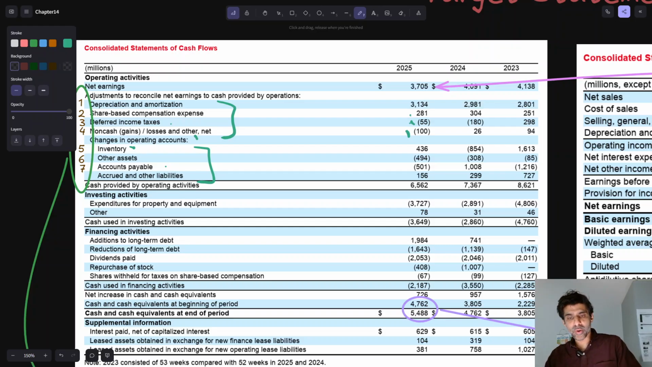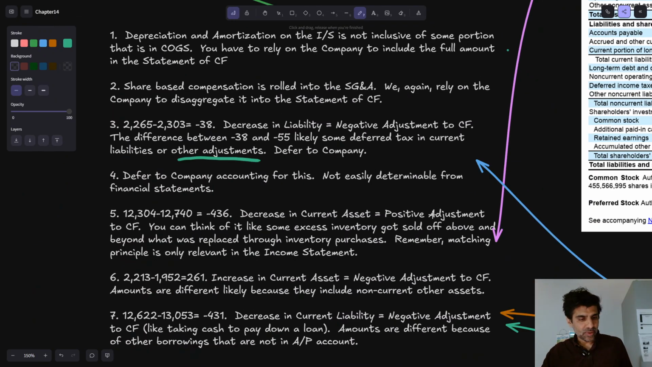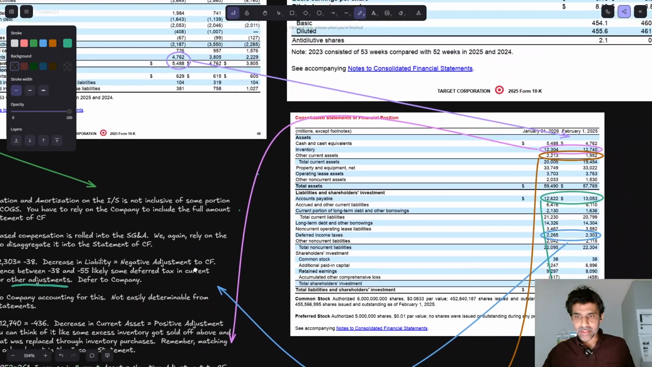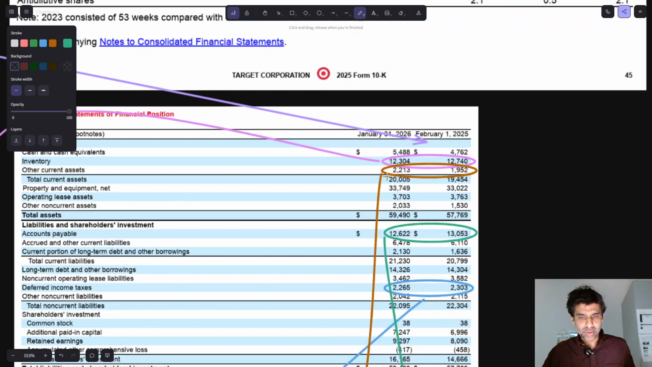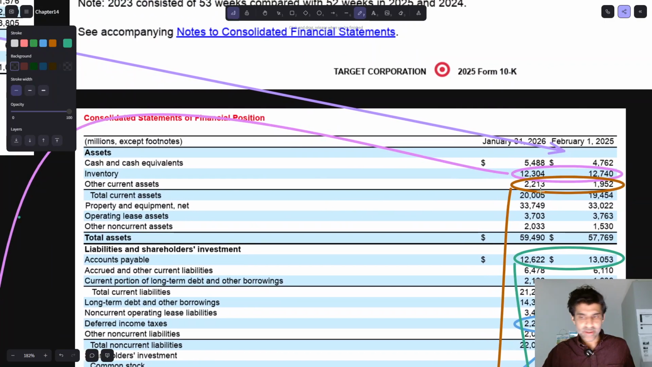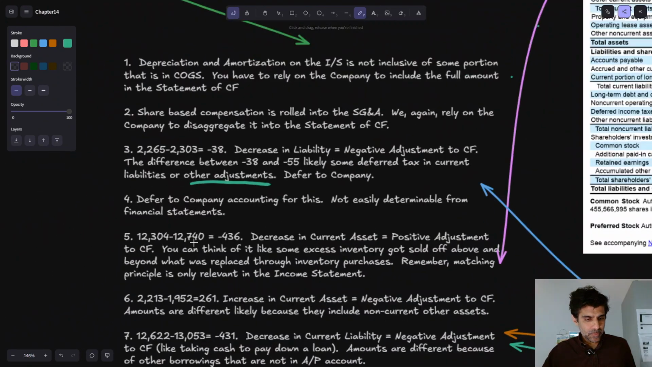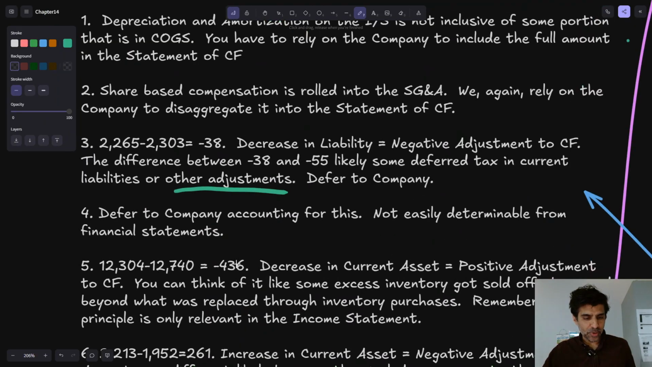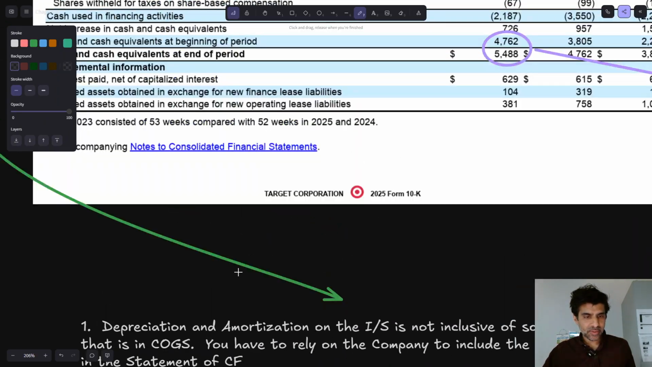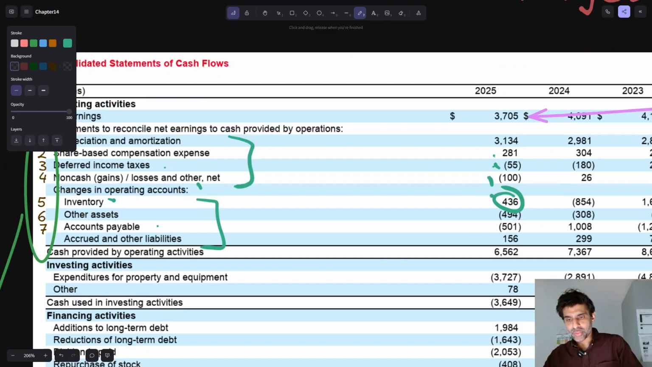So this 436. If you look at the balance sheet again, you can look at this change in inventory between the beginning and ending balance. I just took these numbers, and you can see this one actually ties perfectly. Negative 436, you can see 436. So it's a decrease in a current asset, which is a positive adjustment to cash.